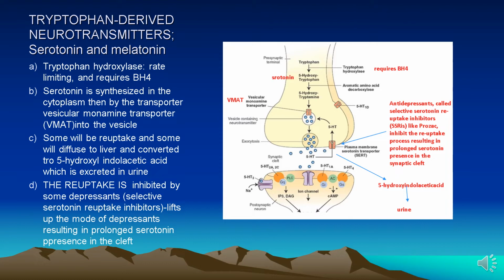Serotonin is synthesized in the cytoplasm. Then it will be packaged into the vesicle, and this vesicle contains the vesicle monoamine transporter. After that, the vesicle carrying the serotonin will diffuse, and serotonin will be released in the synaptic cleft.